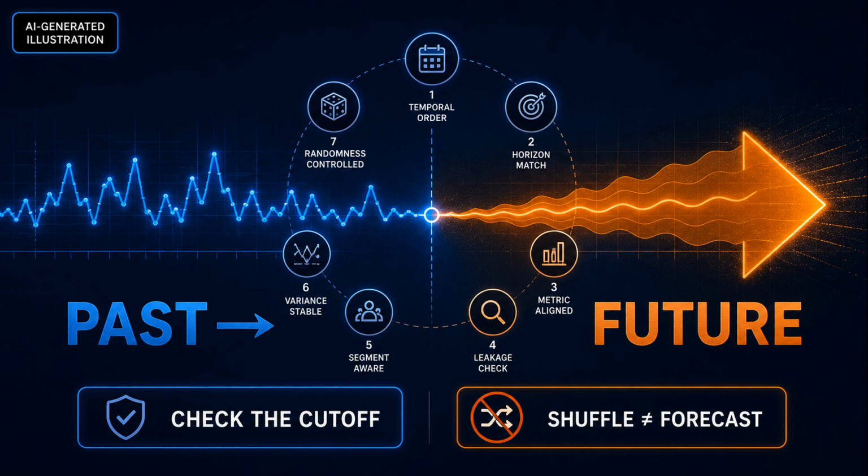Shuffling is not automatically forbidden. But for a past-to-future forecast, shuffle does not equal forecast. Keep the arrow pointed from past to future.